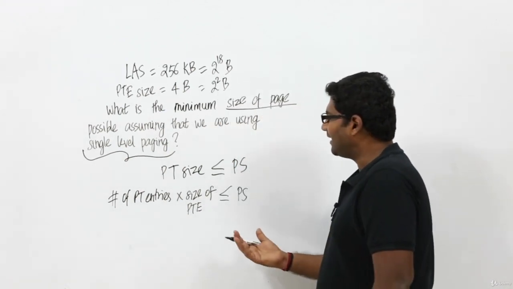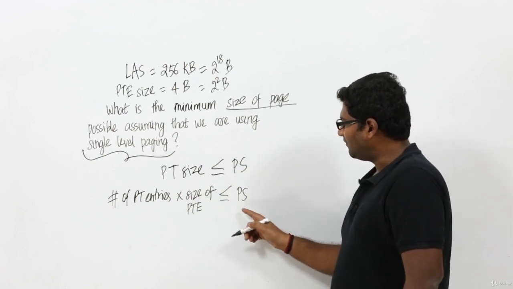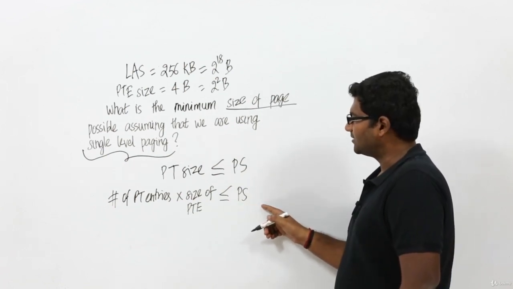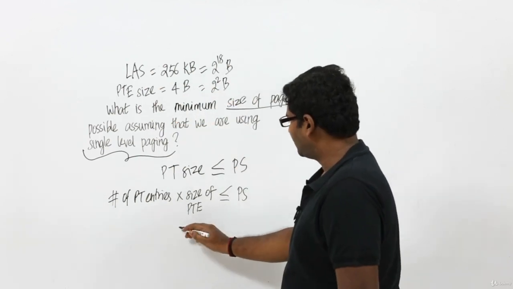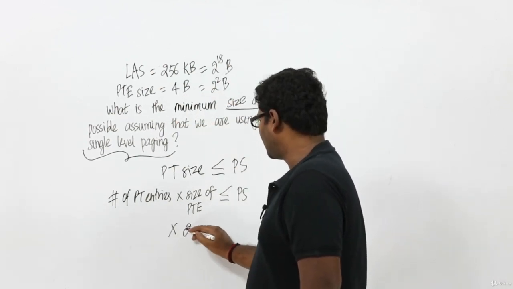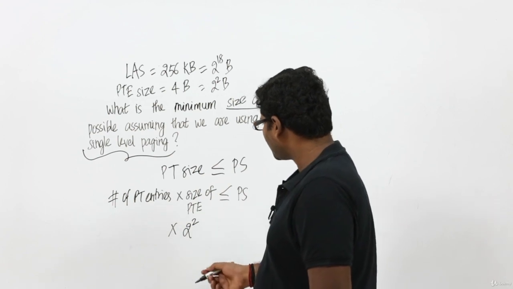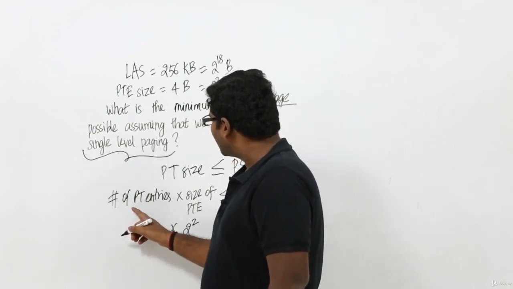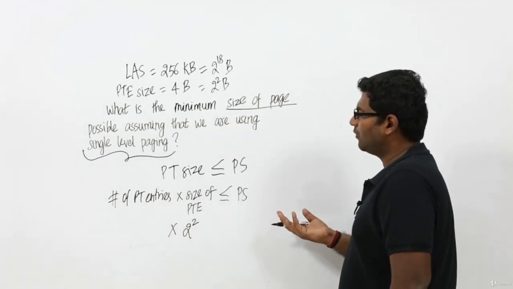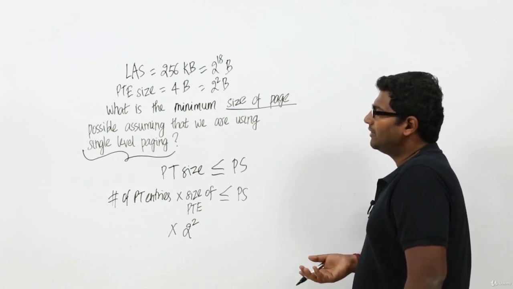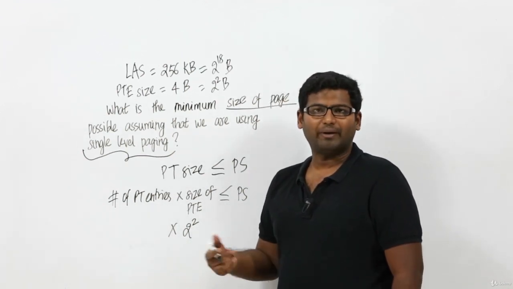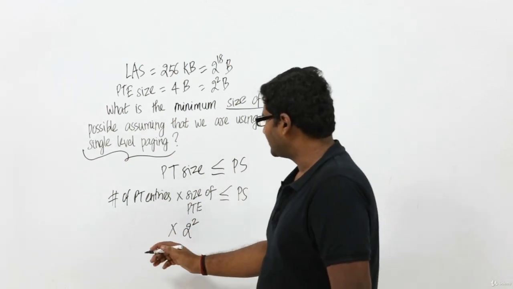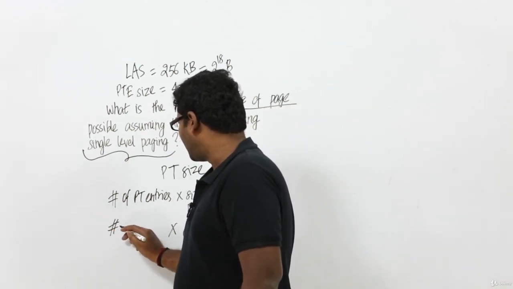Let's see which data we know. We need to find out what the page size is. They have given the page table entry size, right? This is given, so I'm writing it. Do we know the number of page table entries? No, we don't know the number of page table entries. Number of page table entries will always be equal to number of pages. You know that. So I can write it as number of pages.